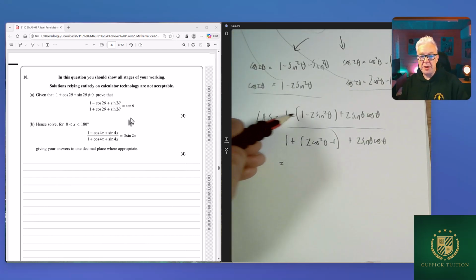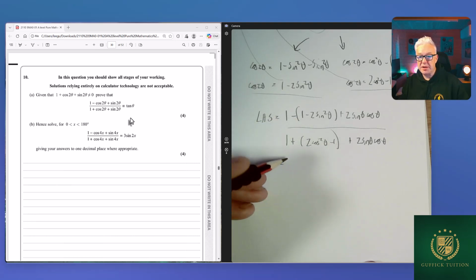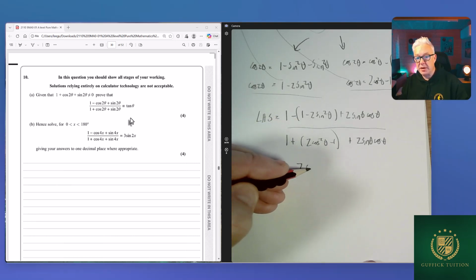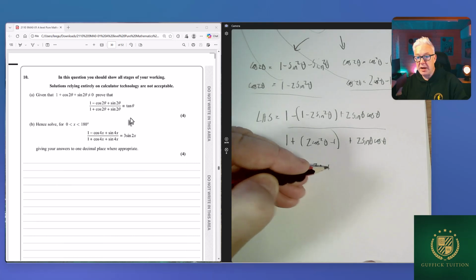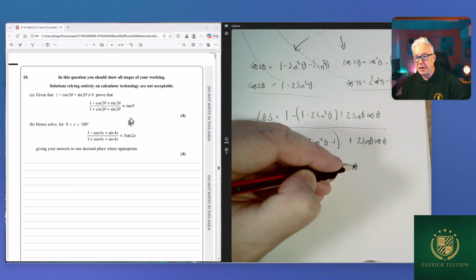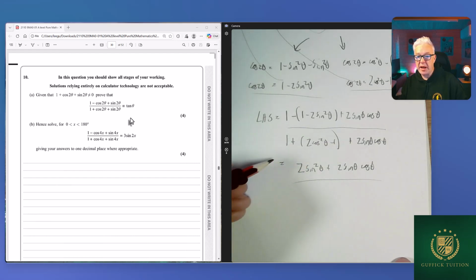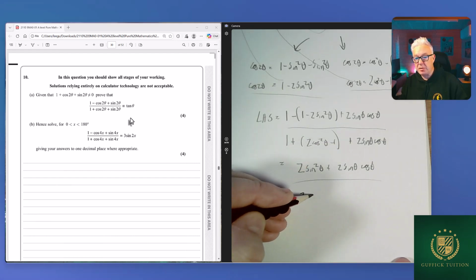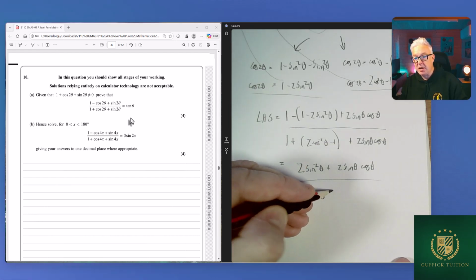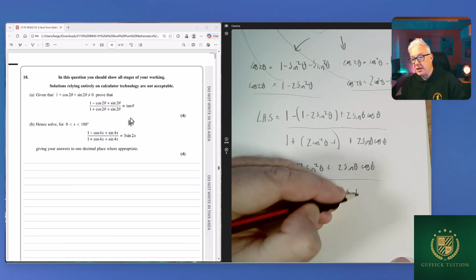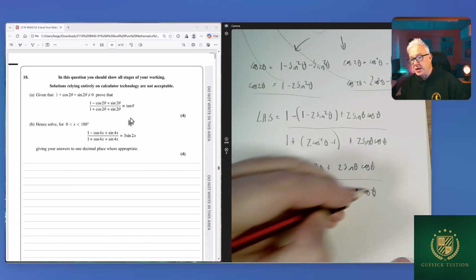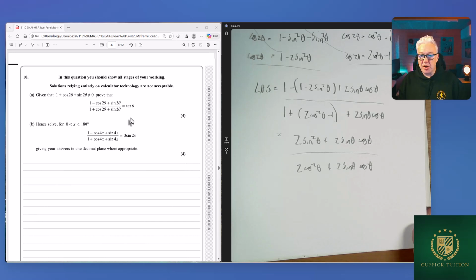The numerator 1 minus 1 is going to cancel, and a minus is going to become a plus. So that's going to become 2 sine squared theta add 2 lots of sine theta cos theta. Our denominator 1 minus 1 again cancels, and we're going to have 2 cos squared theta plus 2 lots of sine theta cos theta. Now, remember, we're aiming to try and get tan out of this whole thing. So let's see how we can factorize this.